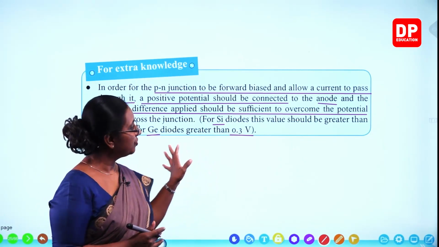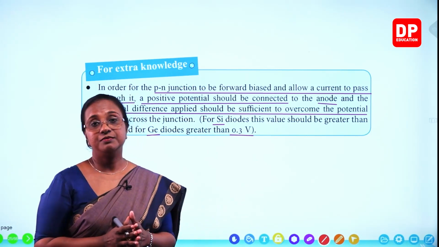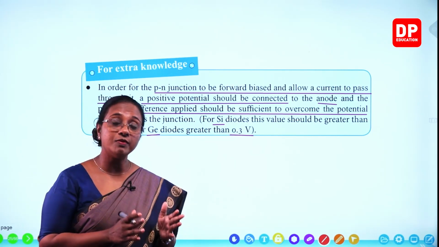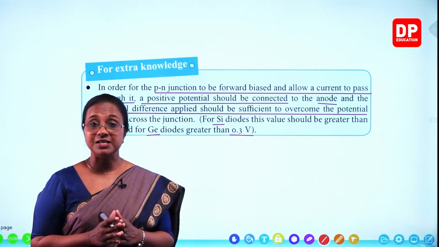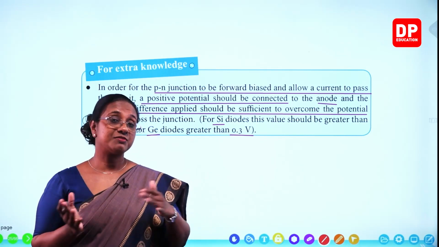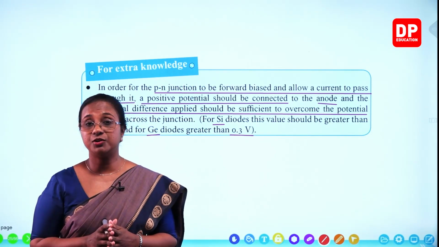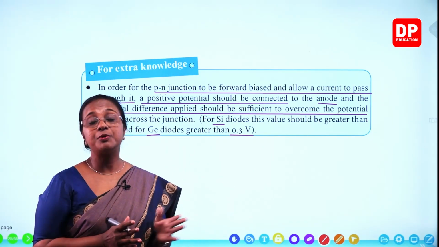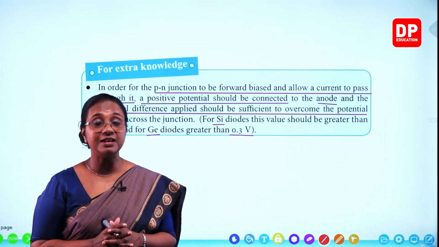Okay, students. So with this, I'm going to end this chapter, and in the next chapter, when I start the chapter, I will again discuss with you all the process of forward biasing and reverse biasing and what happens to the depletion layer when we do that, and why forward biasing allows current to flow through it and why reverse biasing does not allow current to flow through it. I have already discussed this with you all. I have explained the process to you all. Again, when we start the next chapter also, I will discuss that with you.